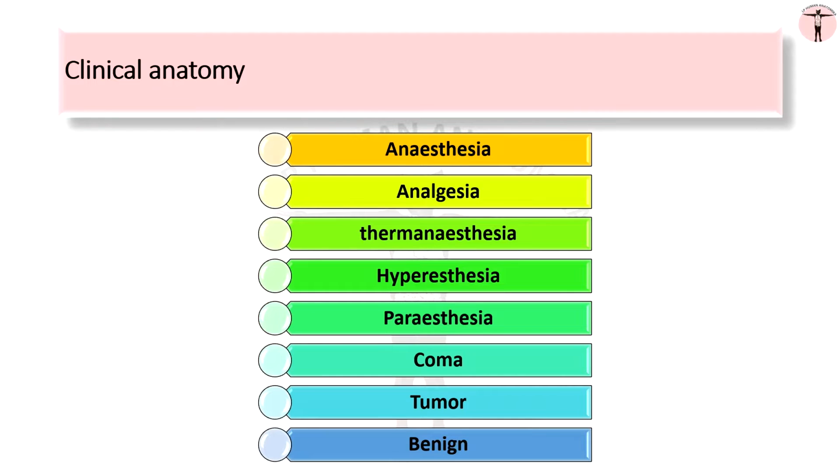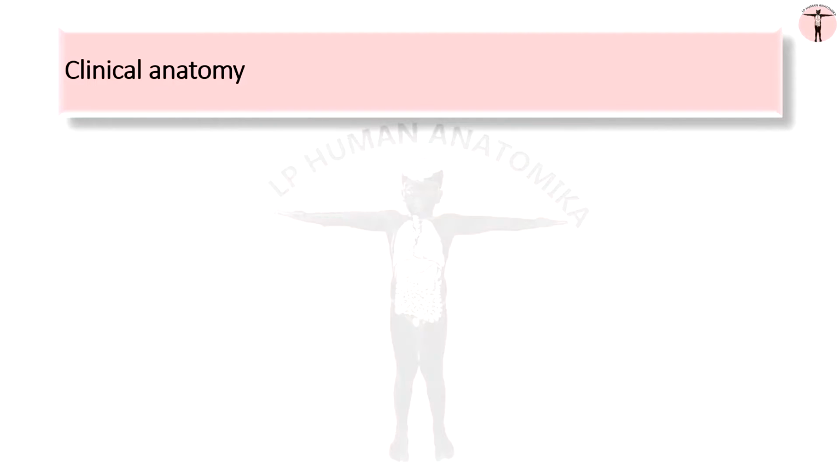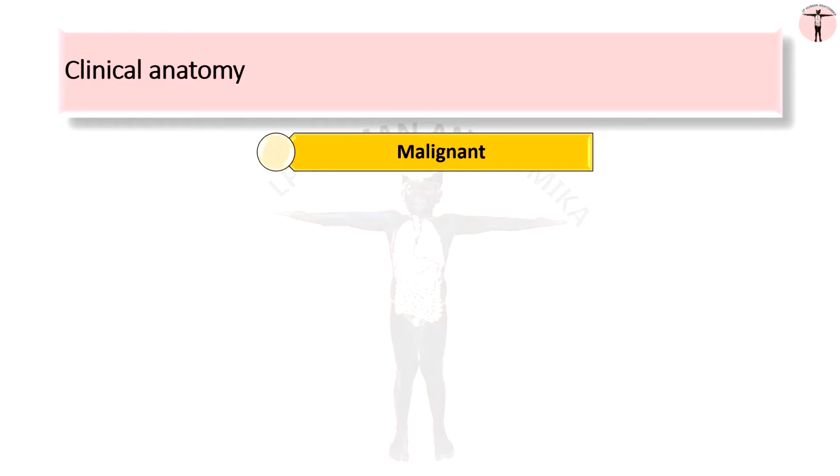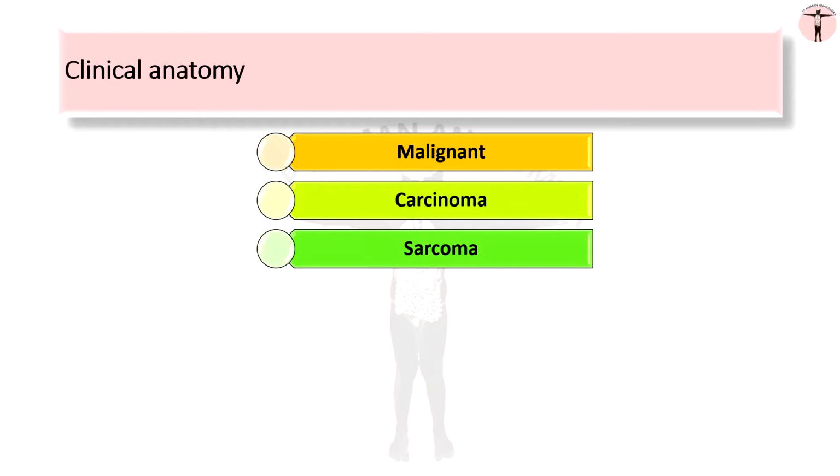Benign is the mild illness or growth which does not endanger the life of a particular person. Malignant is the severe form of illness or growth which is resistant to treatment. Carcinoma is the malignant growth arising from the epithelium. It can be ectoderm or endoderm. Sarcoma is the malignant growth arising from connective tissue, that is, the mesoderm.